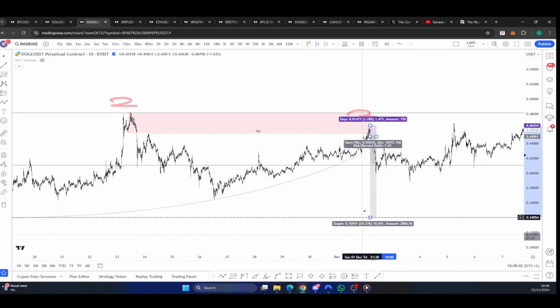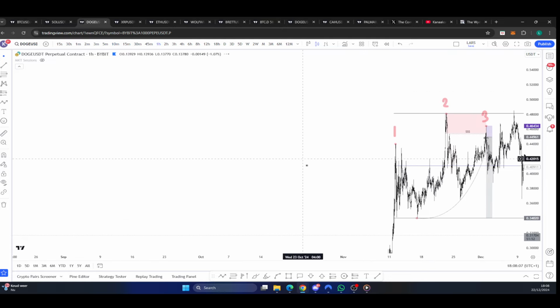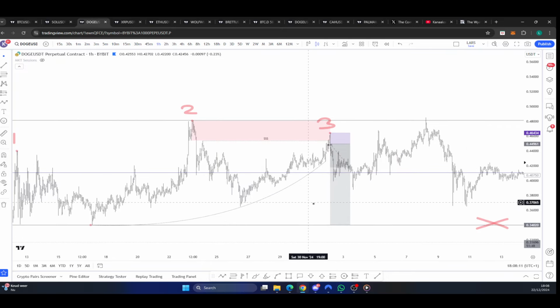Making for an absolutely amazing 7-to-1 risk to reward. So if you risk $1,000, you make $7,000. And if you risk $100, you make $700, etc.